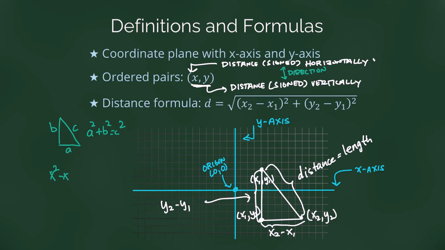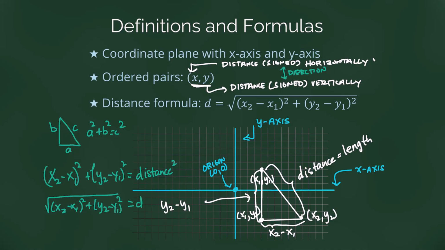I wrote x squared instead of x2. That's not what I meant. So it's x2 minus x1 squared. And our b value is y2 minus y1 squared. And that has to equal our distance squared. And if we take the square root of both sides, we get our distance formula. So our distance is the square root of x2 minus x1 squared plus y2 minus y1 squared, and that's going to be equal to our distance.